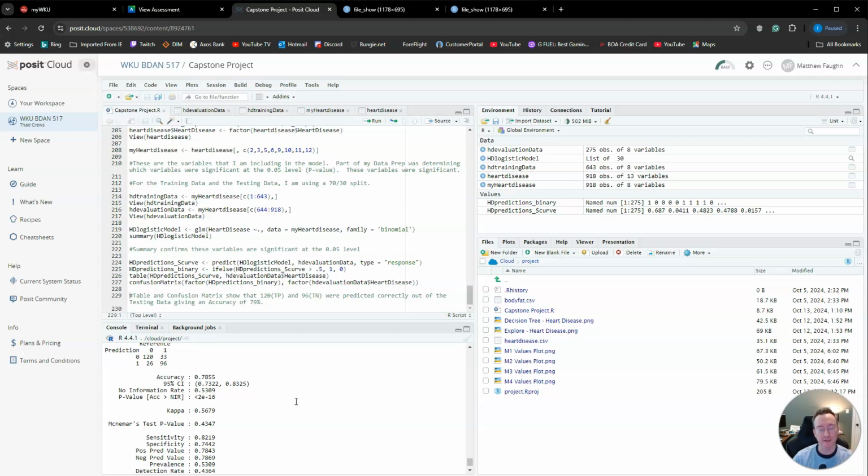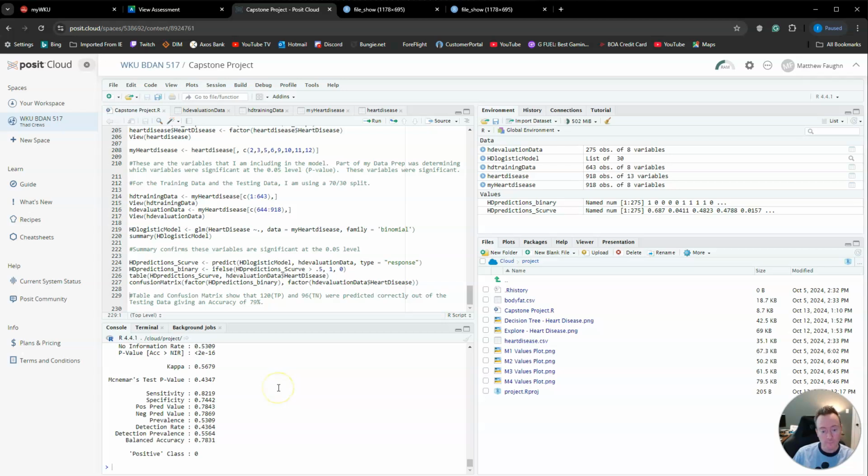And then we can see our accuracy is 0.7855, so 78.5 or 78.6% accuracy, which is pretty good. We have our sensitivity, 0.8219 or 82.2%. Our specificity is 0.7442 or 74.4% there.